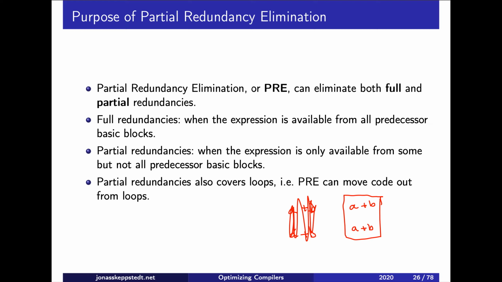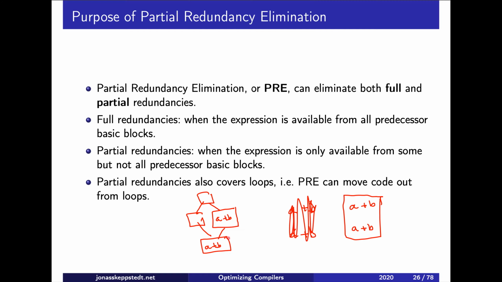Okay, so a partial redundancy is for instance like this: if we have a plus b here, and then a plus b here, and some other code, then this a plus b is redundant only if we go in that direction and not if we go that direction. And value numbering cannot optimize this, but partial redundancy elimination can, and it can do some other nice things as well.